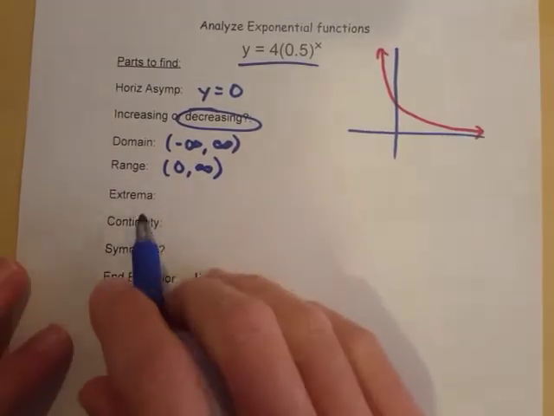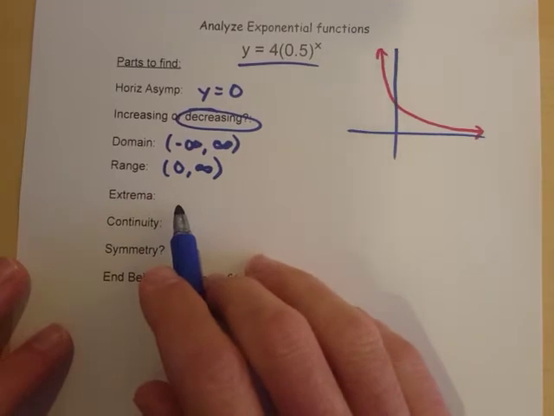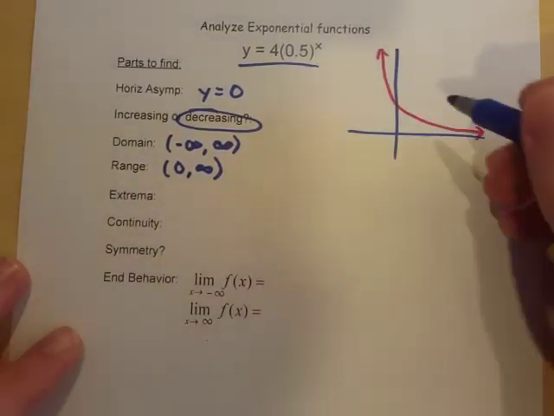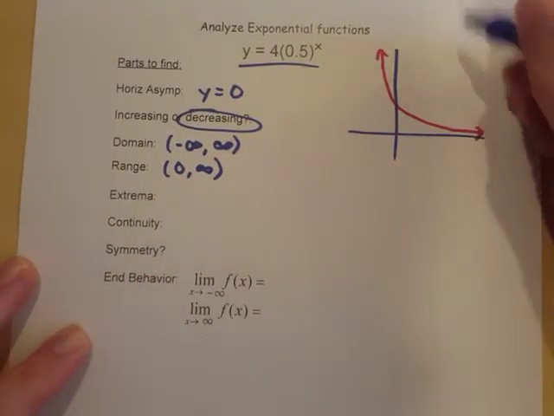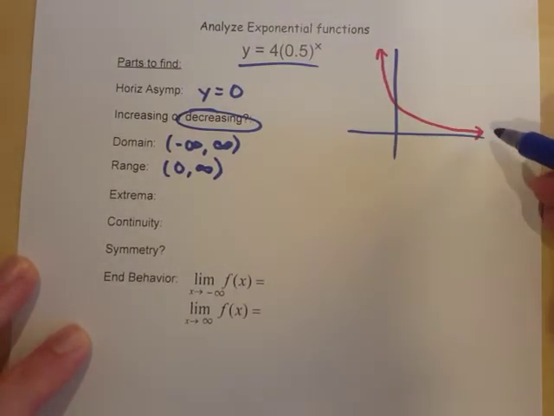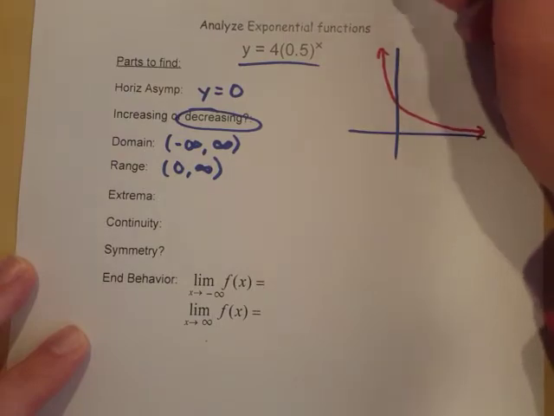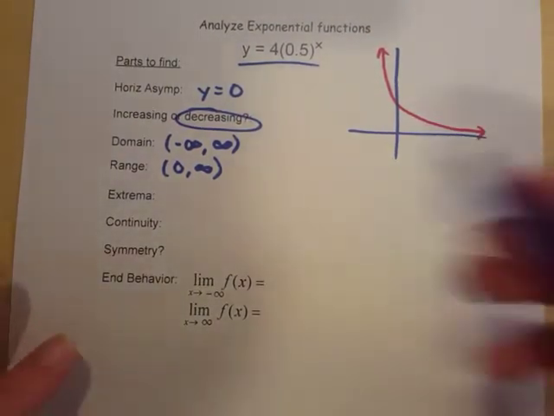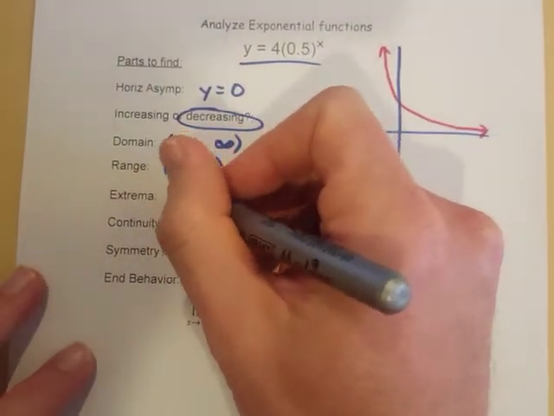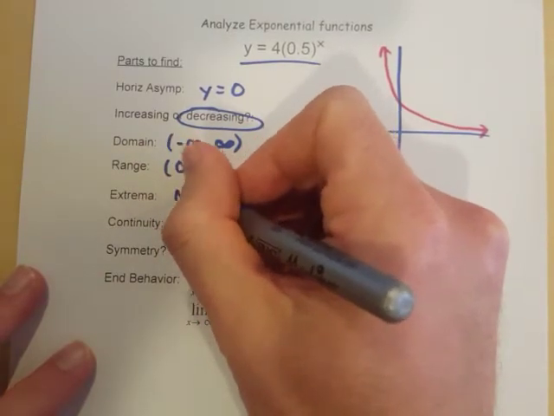Extrema, that means mins or maxes. So we have to have an actual point that it bottoms out or tops out, and it never really does that here. It just keeps going down, and it goes up forever, so it's not going to have a local max. So there are no local extrema in this one. There are none.